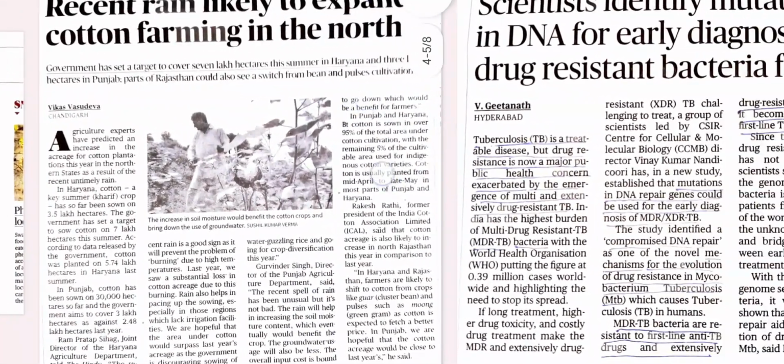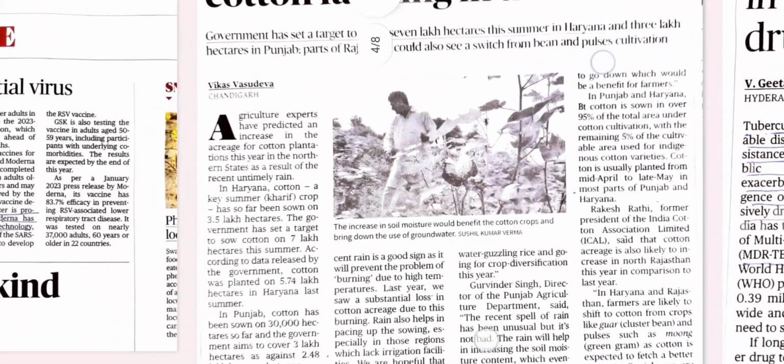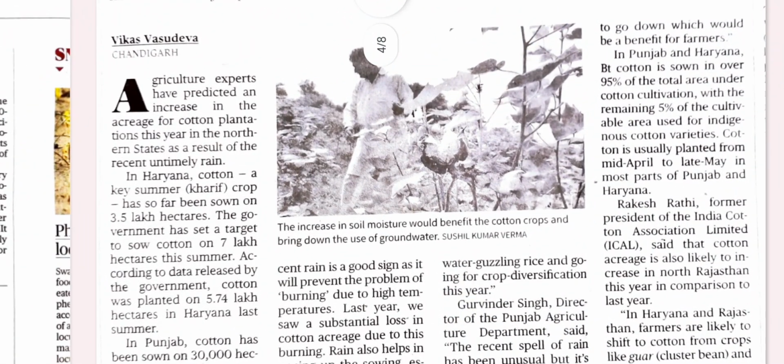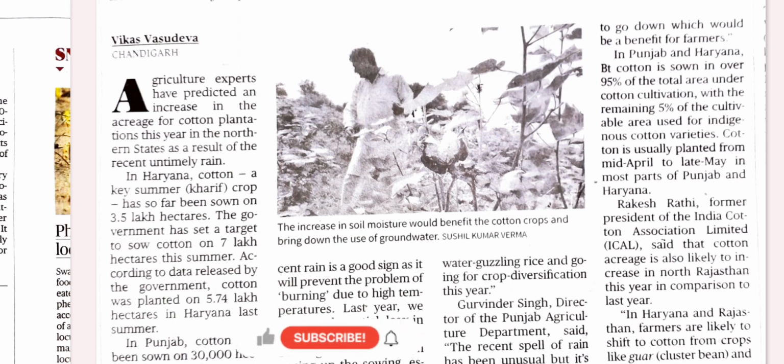Then, recent rain likely to expand cotton farming in the north. So, agriculture, why? Because in Haryana, Punjab, and Rajasthan, there is demand for cotton because the procurement price has been high in recent years. So farmers are also interested in the crop diversification program, so they are transitioning from rice, moong, and pulses to cotton.